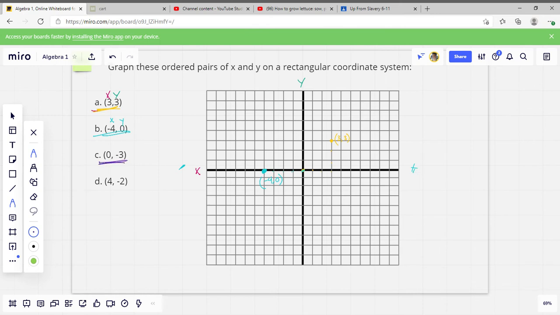Zero, negative 3 is our next one. So 0 is our x. That means we don't go back and forth at all. We stay on 0. And we go negative 3, so that's down 3. 1, 2, 3. That's that point right there. 0, negative 3.